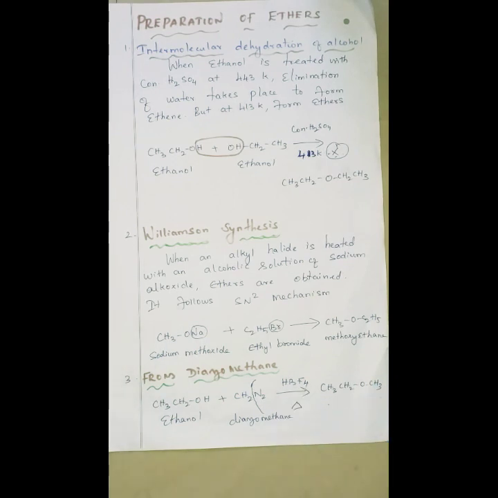So only three preparations are there. First method is intermolecular dehydration of alcohol. Second one is Williamson synthesis, and the third one is from diazomethane. So only three preparations are there.